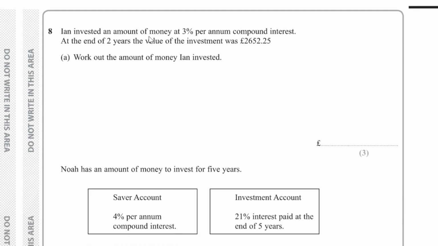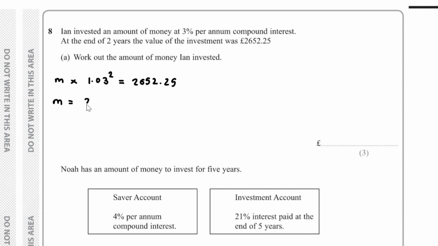Question 8. Ian invested an amount of money at 3% per annum, compound interest. At the end of 2 years, the value of the investment was 2652.25, and for part A, we have to work out the amount of money invested. Well, here we've got the original amount of money, M. We will multiply this by 1.03, and then we will square this because we're investing for 2 years, and at the end of this 2 years he has 2652.25. Our goal is to work out what M is.